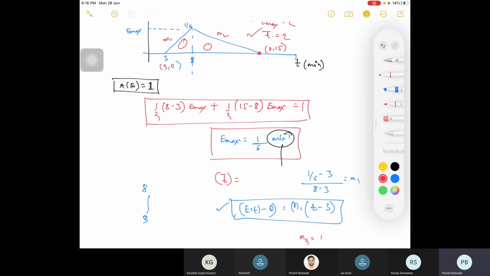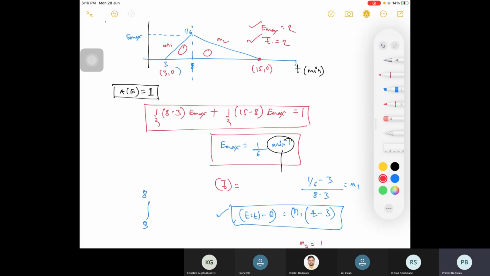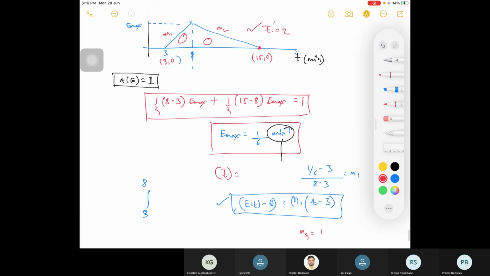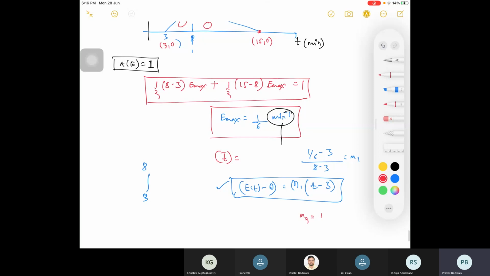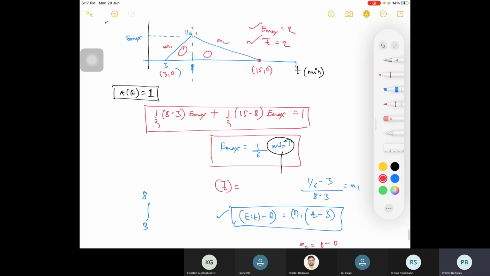This is your 3, 0, and this is your 15, 0. Now your curve will be t minus 3, right? Okay. Then your m2 is change in y, your 0 minus this value, your 8, 1/6.